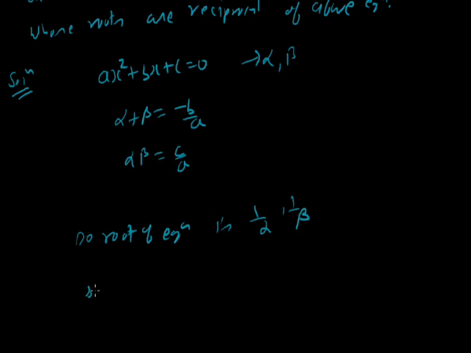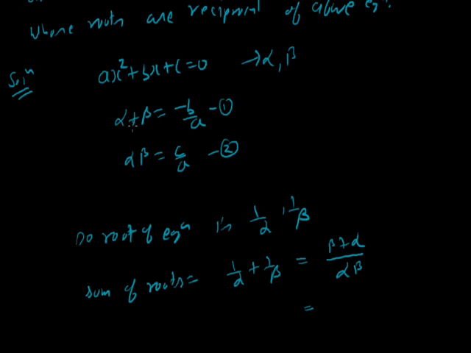So first of all we have to find the sum of roots. So 1 upon alpha plus 1 upon beta, so these are the sum of the roots. I take alpha beta as LCM. So in the numerator I get beta plus alpha. Now I put the value of alpha plus beta from the first equation, that is minus b upon a. I put here minus b upon a.